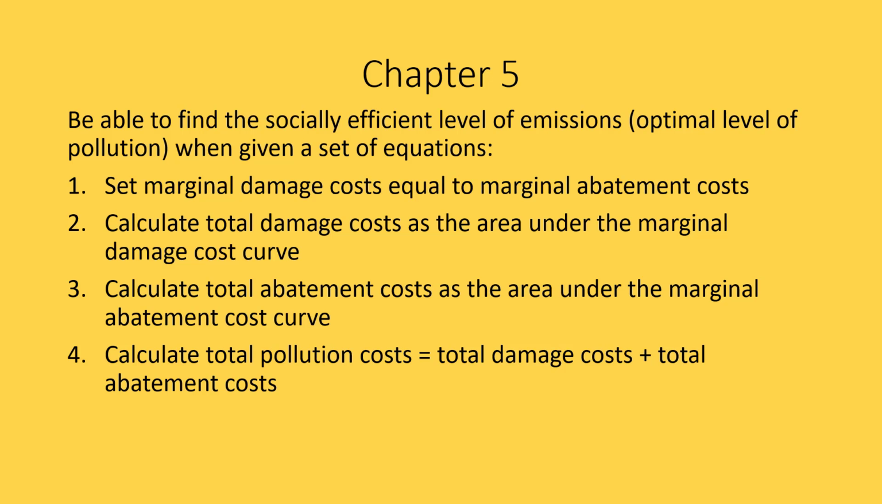And then you can calculate total damage costs as the area under the marginal damage cost curve. Remember, total abatement cost is the area under the marginal abatement cost curve. Total pollution cost is just your total damage cost plus your total abatement cost, or adding your two costs together.